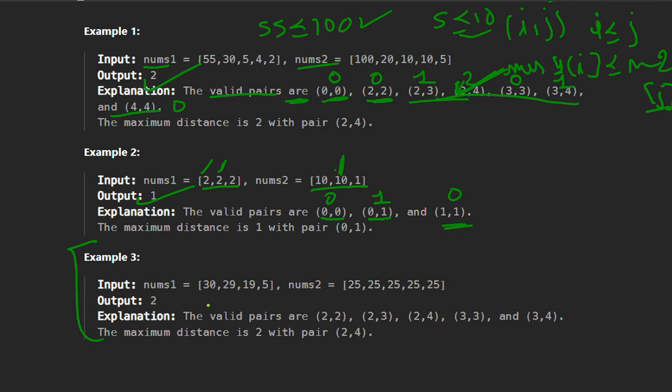Then in example number 3, we are given these two arrays, right? The valid pairs are 2, 2, 2, 3, 2, 4, 3, 3, 3, 4. So these are the valid pairs. The distances are 0, 1, 2, 0 and 1, right? So here the maximum distance is 2, so 2 is the answer.